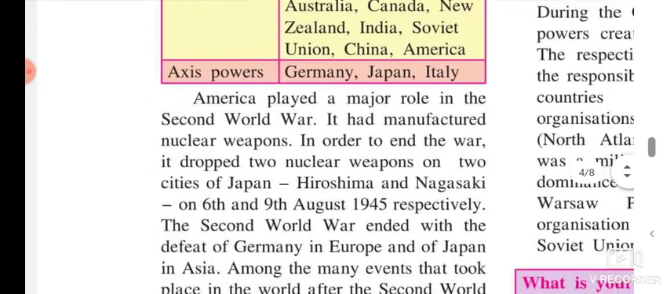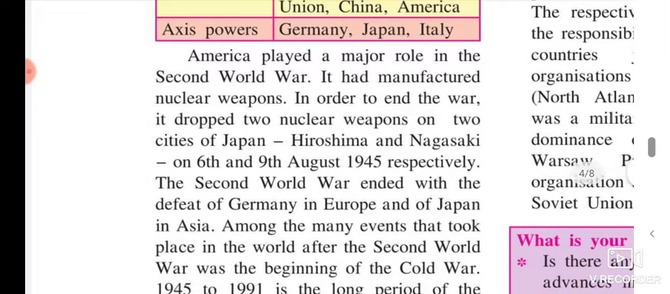America played a major role in the Second World War. It had manufactured nuclear weapons. In order to end the war, it dropped two nuclear weapons on two cities of Japan, Hiroshima and Nagasaki, on 6th and 9th August 1945, respectively. The Second World War ended with the defeat of Germany in Europe and of Japan in Asia.